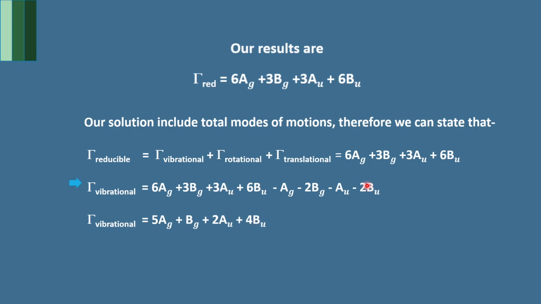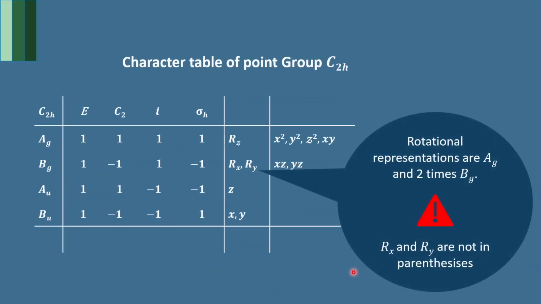Now, the unique feature of this particular point group, and one must always be cautious about this, I have given a danger mark for that: Rx and Ry belong to Bg symmetry because they are not shown in brackets, because they are not shown in parenthesis. So I will take account of Bg twice. So here Ag once and Bg twice.